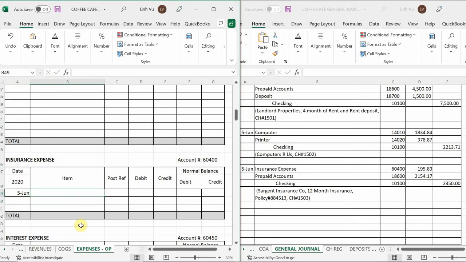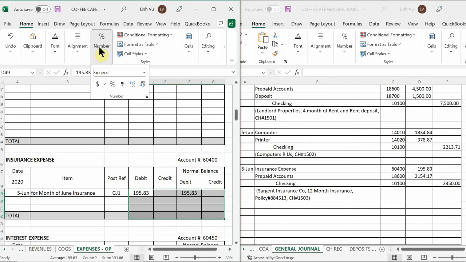It is 6/5, right? This is insurance expense for the month of June. Okay, insurance. General journal number 1, and of course, because this was an expense I had to do for the company, it's going to be increased on the debit. Okay, and because it's the very first account, that means my account balance is going to be at a debit balance of $195.83.